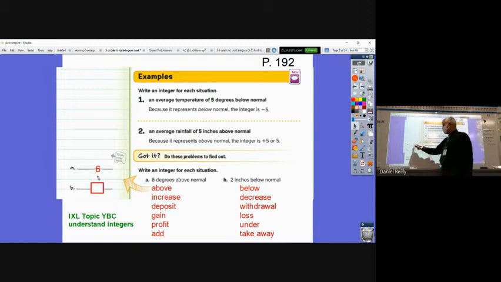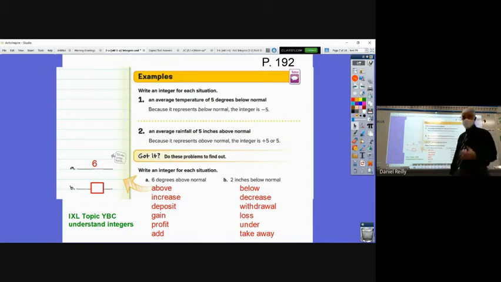Thank you. You do not have to write a plus sign when you are writing positive integers. You can just write the number, okay? It's implied that it's positive, but if it's negative, then you have to put a minus sign in front, okay? So 2 inches below normal, the integer that represents that is -2.